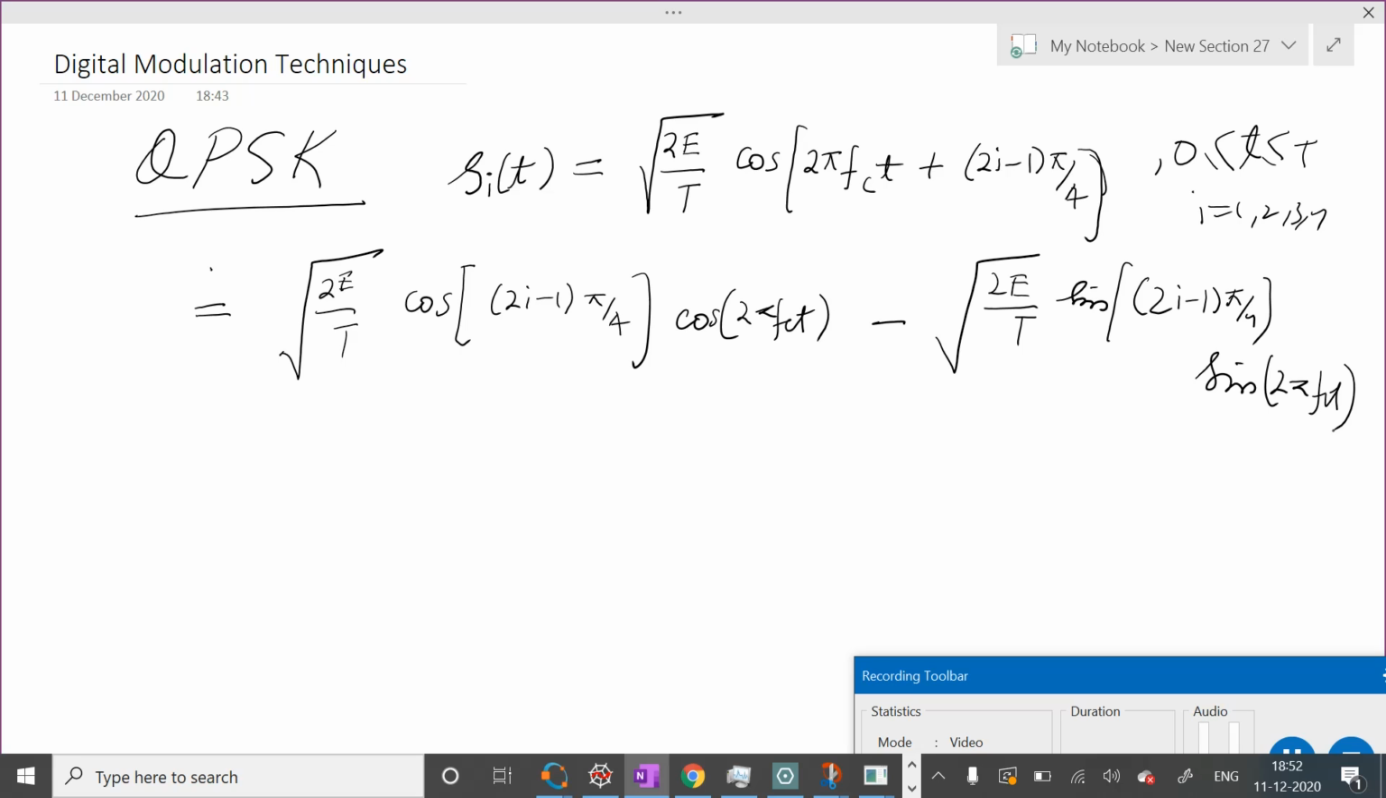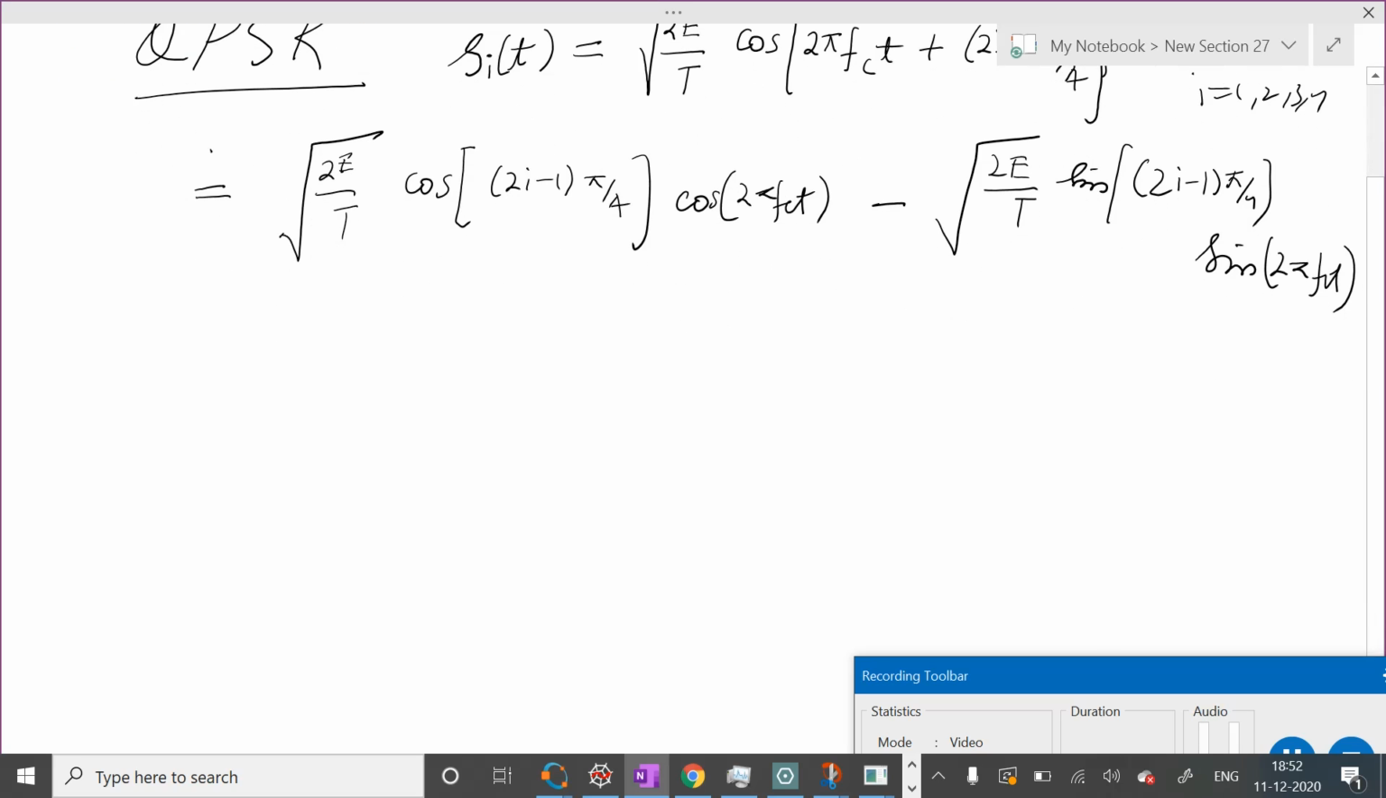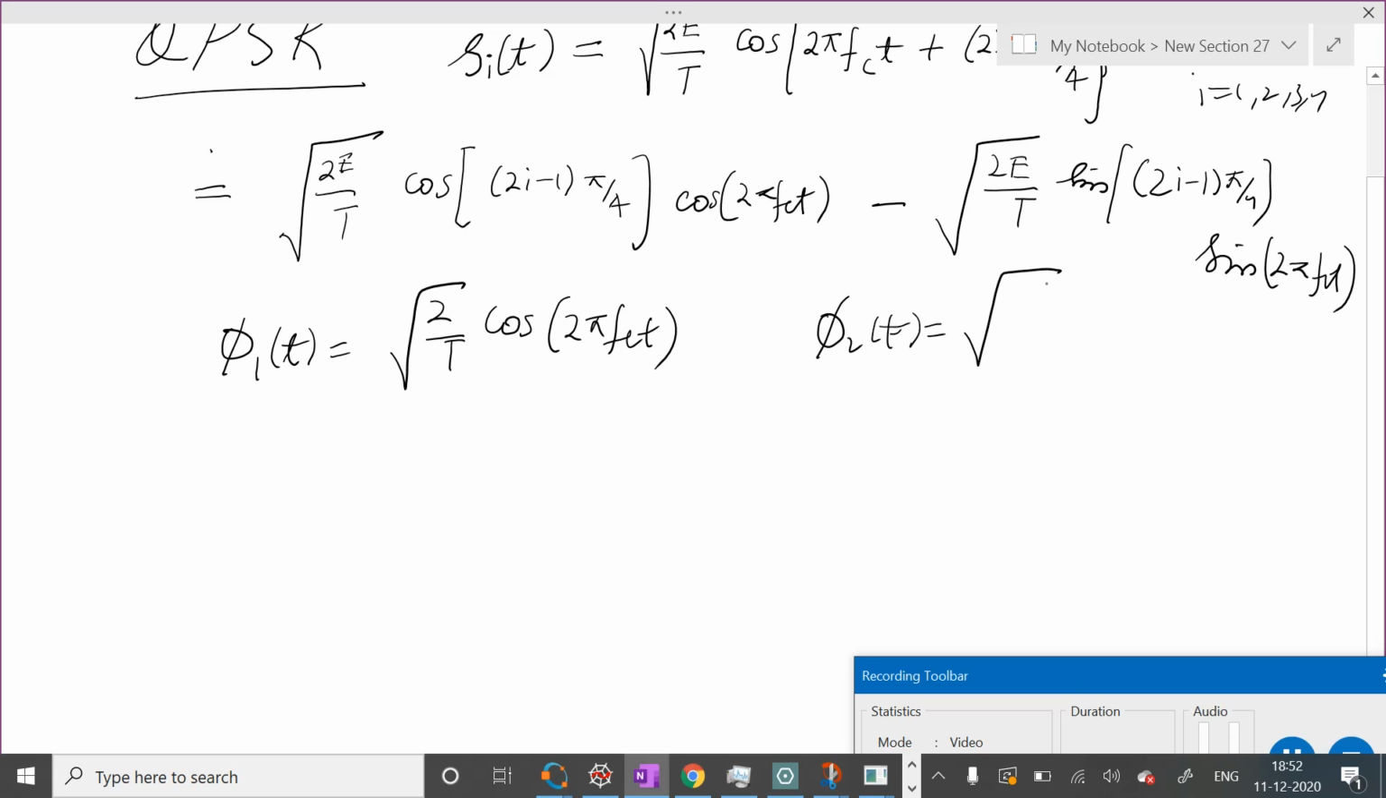Okay, and then we gave a notion of, so we can view it as having two carriers. Let's define phi 1 of t as root of 2 by T cos(2 pi fc t), which is one carrier for one part, and phi 2 of t as root of 2 over T sin(2 pi fc t) as another carrier. Of course, for this also 0 ≤ t ≤ T.